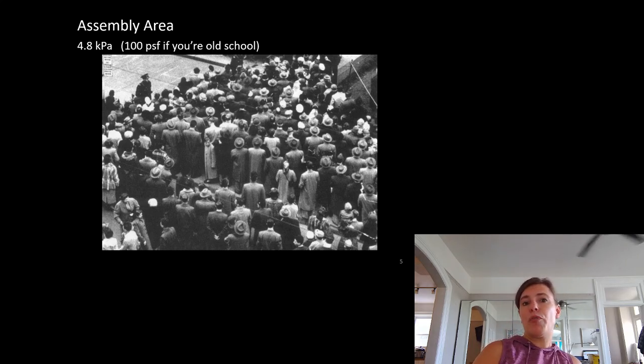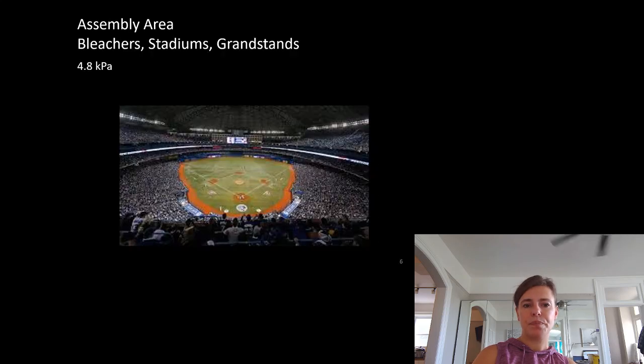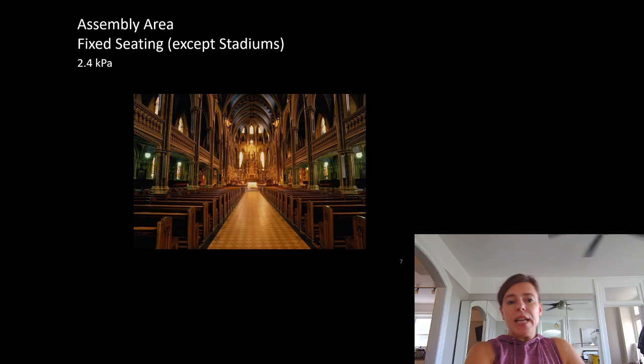So here's an image of probably something that would have been about 4.8 kPa. I thought I had found an image of the Raptors winning previously, kind of all jammed in, because that definitely was 4.8 kPa over a large majority of our town, or the Toronto. I guess I'm in Port Hope right now. So here's another example of 4.8 kPa, where we would have them in bleachers, stadiums, and grandstands.